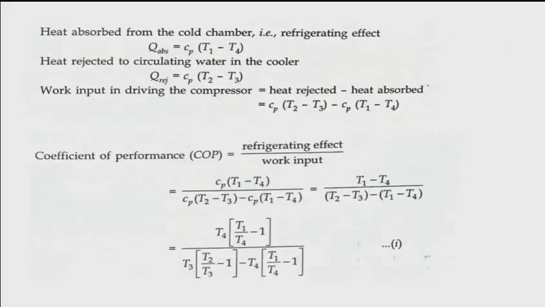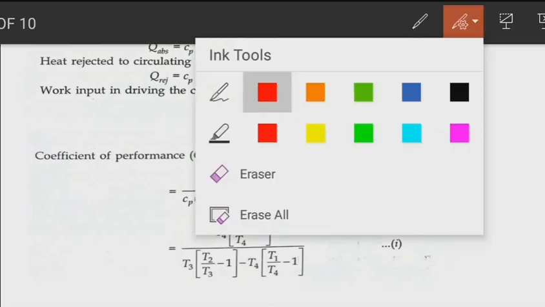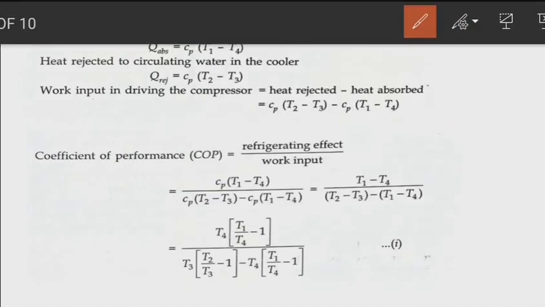Yeah. So here you can see that the heat absorbed from the cold chamber, that is the refrigerating effect, is equal to Q absorbed, which is equal to Cp into (T1 minus T4). And the heat rejected, which is circulating the water to the cooler, that is Q rejected, is equal to Cp into (T2 minus T3) actually.